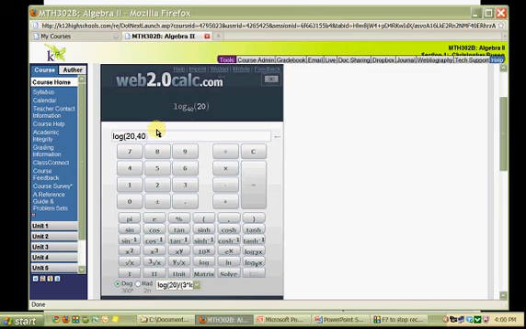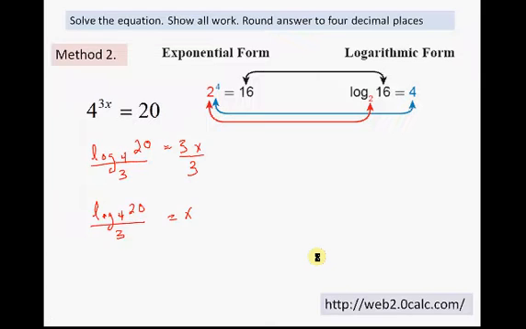Whoops, I said 40. I don't want to say 40. I want to say parentheses. There, look at that. So log base 4 of 20, and then divided by 3 equals, voila, it's the same number we came up with before, 0.7203. So we know that we are doing good. So we can say x equals 0.7203. And then again, you could do the check. I hope you found this helpful.